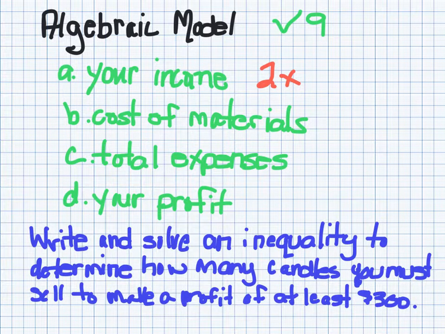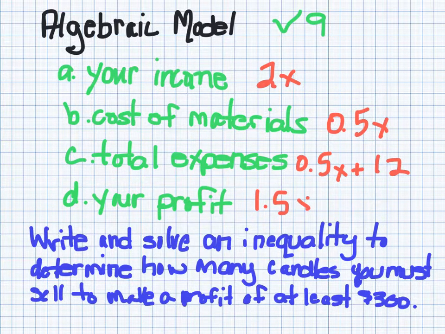The cost of the materials is going to be 0.5x, x being the number that we need. And the total expenses is going to be 0.5x plus 12. And our profit will be 1.5x minus 12. So you can look back on the example I did with the flies and see what the equations were for the income and the expenses and profit.